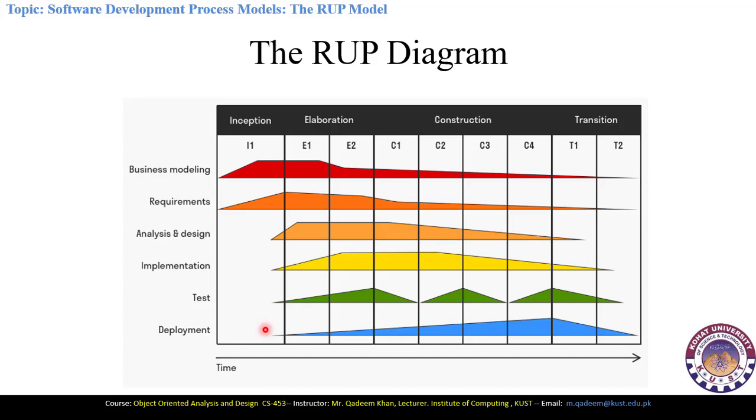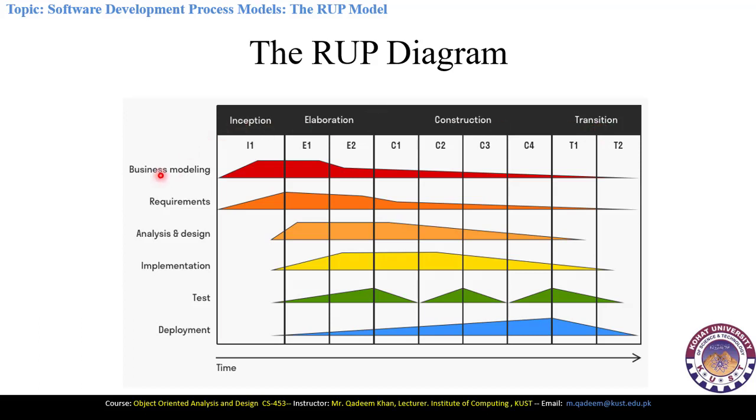This is another diagrammatic representation of the Rational Unified Process model. You can see that there are four phases in the model: inception, elaboration, construction, and transition, where there is no production phase here. The production phase is not necessary because it is the maintenance phase, so it is obvious that in the transition phase, if there are any problems or defects, then we will maintain those defects.